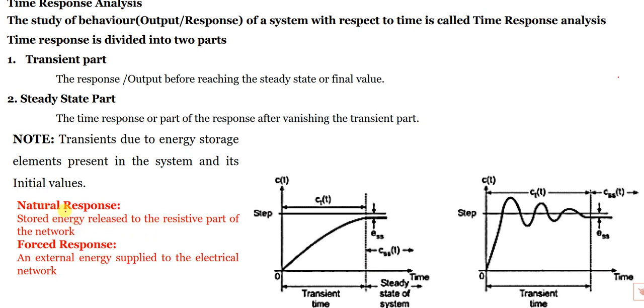One more: natural response means the stored energy is released to the resistive part of the network. That is, the energy stored in the capacitor is released to the resistive part of the network. That is the natural response. Or we can also give external energy, which we call the forced response.